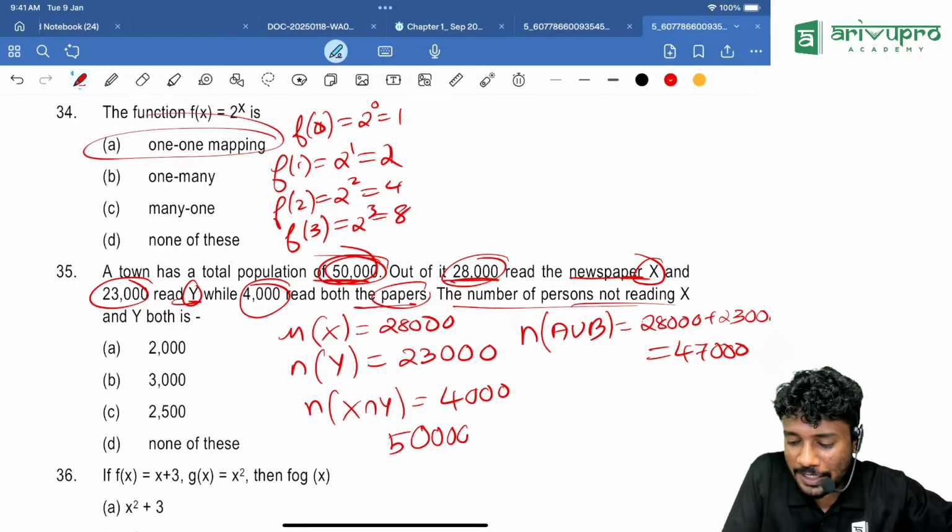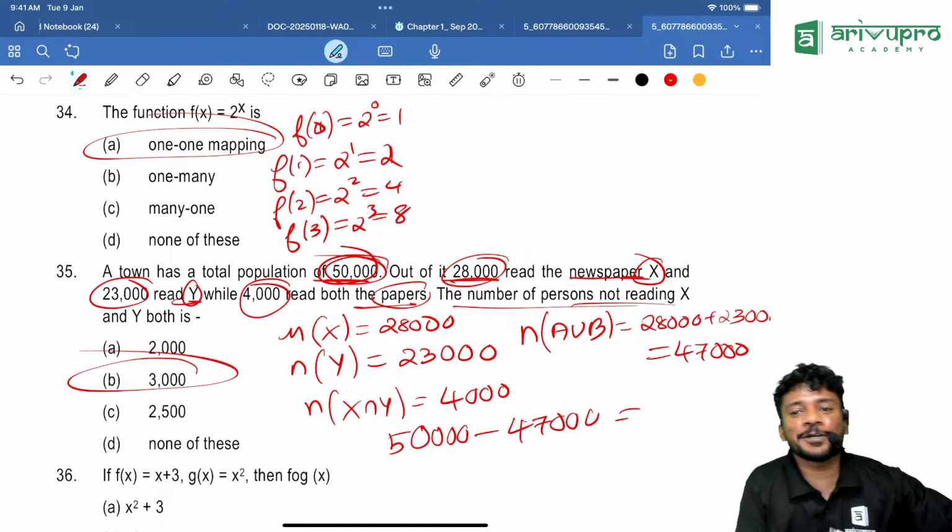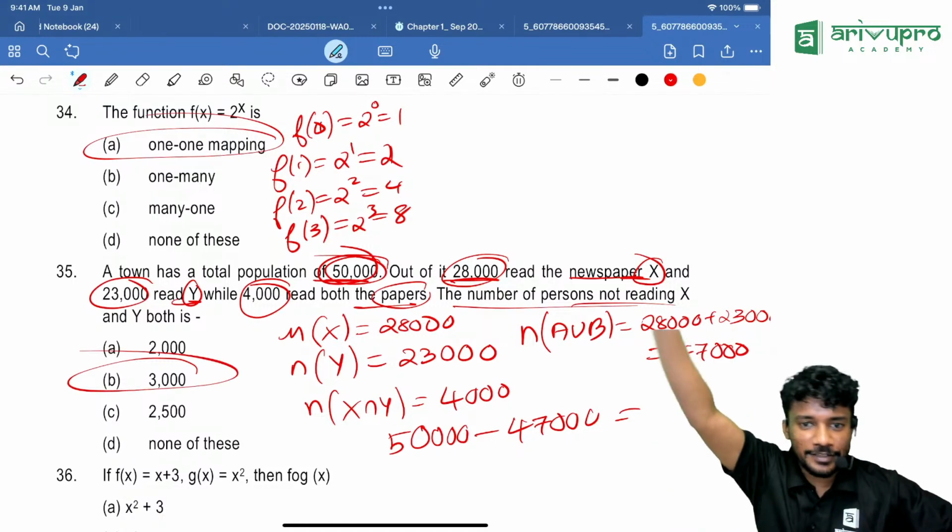How much is the answer then? 50,000 minus 47,000. Answer is how much? 3,000. Option B is our answer.